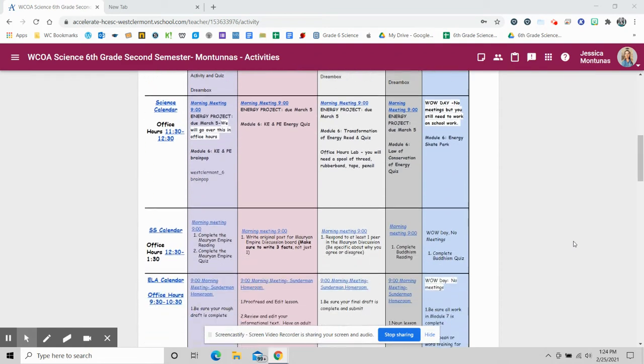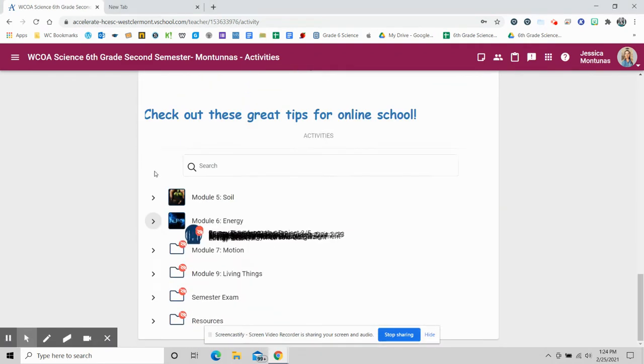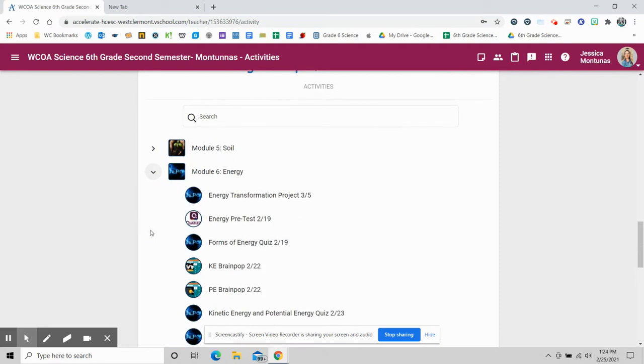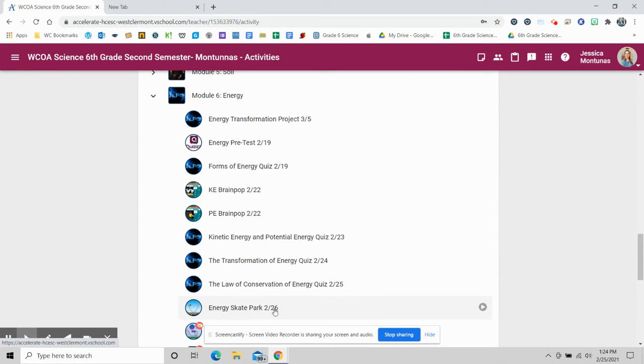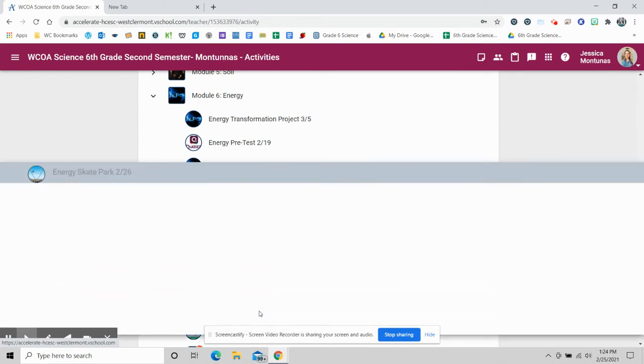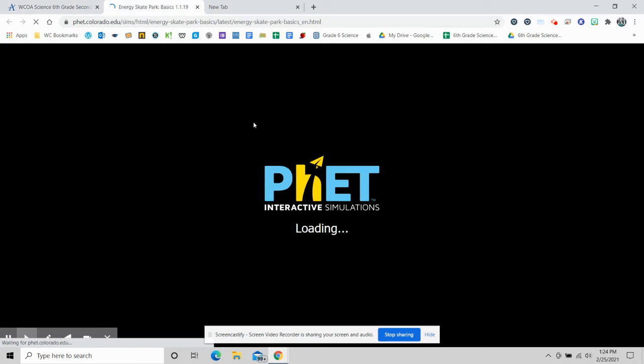So if you go to Science and you scroll down, if you open up the Module 6 Energy folder by clicking this arrow right here, if you scroll down, the Energy Skate Park is this assignment right here. It says Energy Skate Park 226. And when I click on this, it says go to the Energy Skate Park website and complete the Google Doc. Open the Google Doc, click make a copy, and then share it with me. So I'm going to click on the Energy Skate Park website.